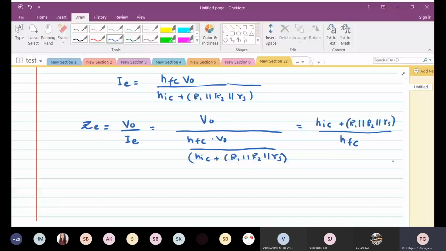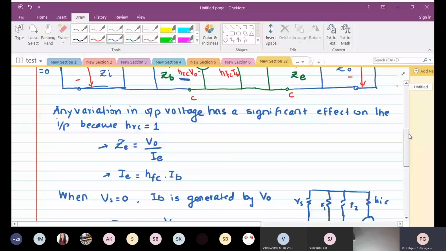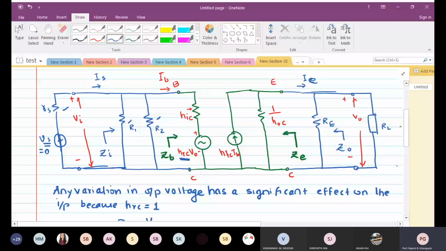So now I have obtained the output impedance of the device. Now look at what is the circuit output impedance. This will be easy. What is the circuit output impedance? That is ZO. It will be this ZE parallel RE. So now things are easy for us.